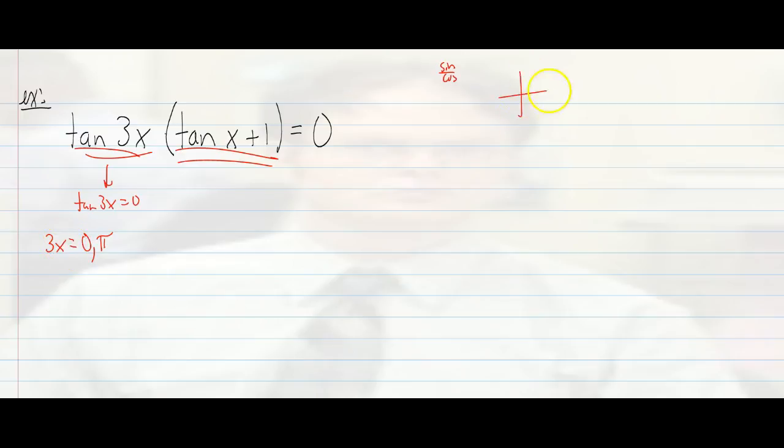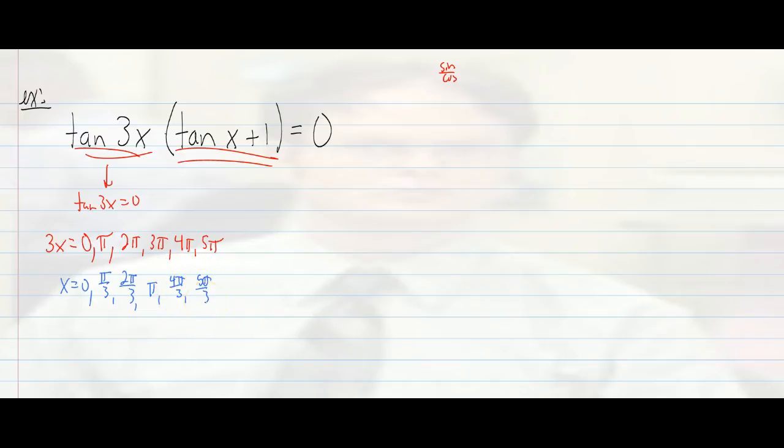Normally on the period from 0 to 2 pi, there's only 2 places where the tangent is equal to 0. However, in this case, we're going to add 2 pi onto them. So 2 pi, 3 pi, 4 pi, and 5 pi, so that when we solve these, divide everything by 3, we get answers of 0, pi over 3, 2 pi over 3, pi, 4 pi over 3, and also 5 pi over 3.